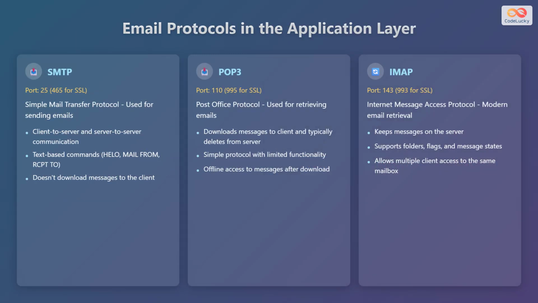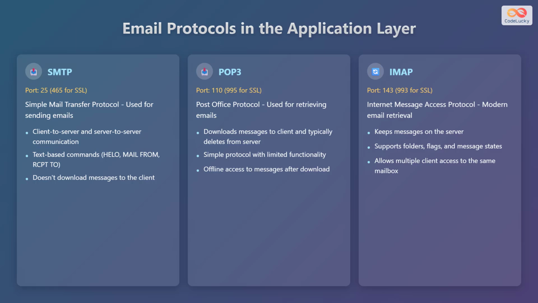Let's explore the email protocols in the application layer. First, the Simple Mail Transfer Protocol, or SMTP, operates on port 25, or 465 for Secure Sockets Layer, commonly known as SSL. It is used for sending emails and includes client-to-server and server-to-server communication. It uses text-based commands like hello, mail from, and rcpt to. It does not download messages to the client.